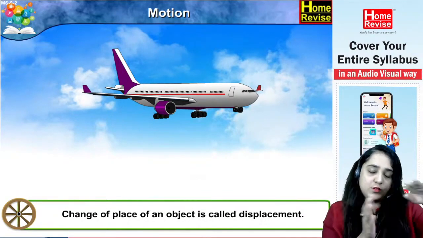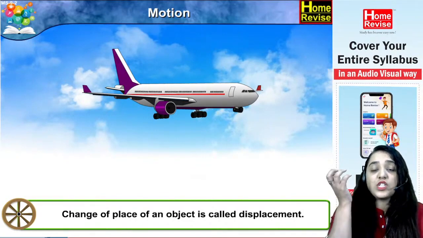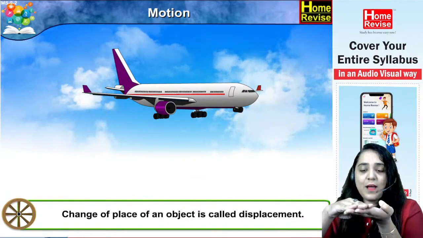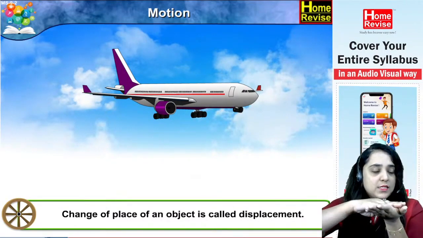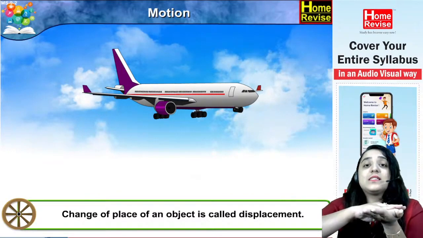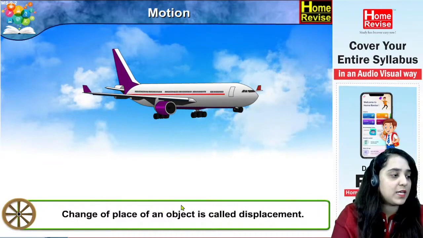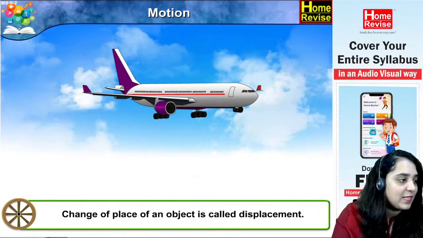Place got changed. Displacement. Everybody is understanding this? So the change of the place. If something is at one place and I am changing the place, first it was placed here, now I am changing the place. So this is called a displacement. So change of place of an object is called displacement. Yes, students, is everyone understanding?